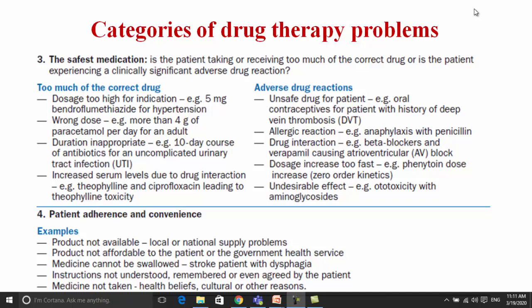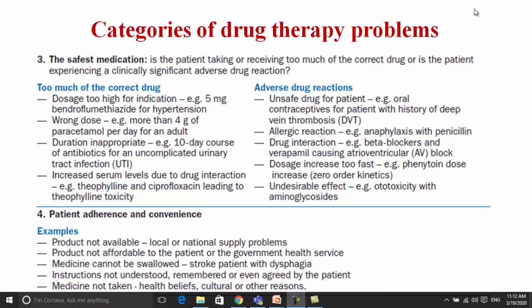You should not target the maximum dose even if the medicine, such as paracetamol, is a high therapeutic index medicine. Does there a need to go for such an upper or maximum dose of paracetamol? Duration inappropriate, for example a 10-day course of antibiotic for uncomplicated urinary tract infection. Increased serum level due to drug interaction, theophylline and ciprofloxacin leading to theophylline toxicity.